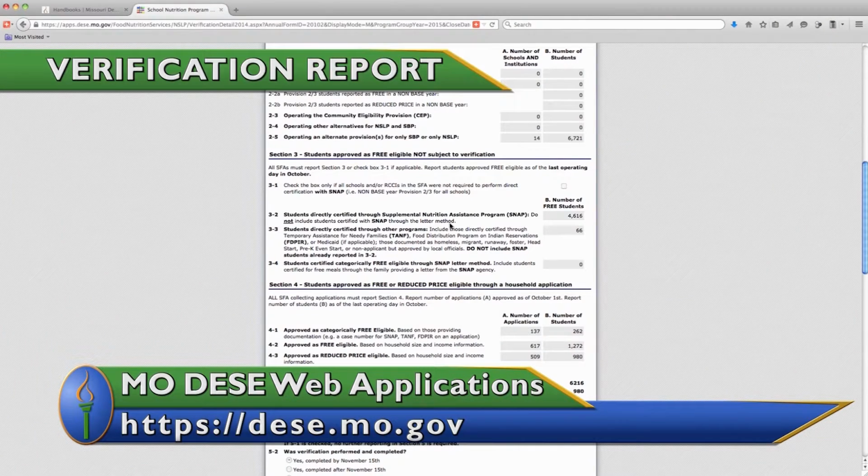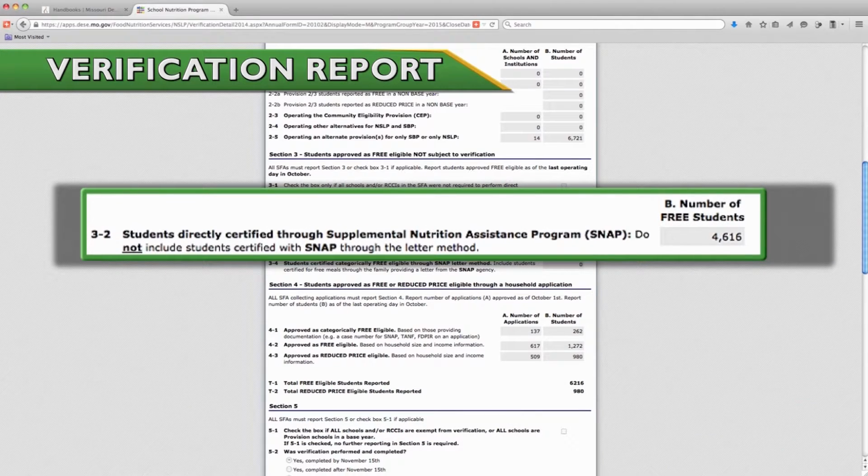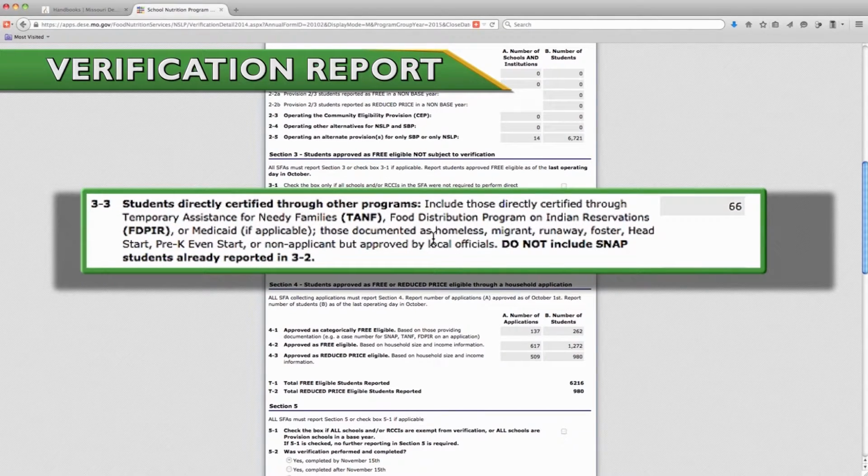LEAs participating in CEP do not have to complete the verification process, but must complete the necessary component of the verification report. Section 3-2 of the report requests the students directly certified through SNAP. Also include extended categorical eligibility students. Section 3-3 of the report requests the students directly certified through other programs such as TANF, FDPIR, those documented as homeless, migrant, runaway, foster, Head Start, Pre-K, Even Start, or non-applicant approved by the LEA. These numbers should be as of the last operating day in October.